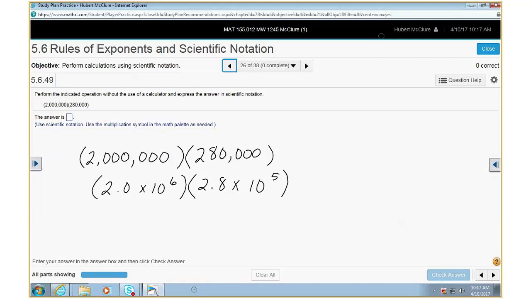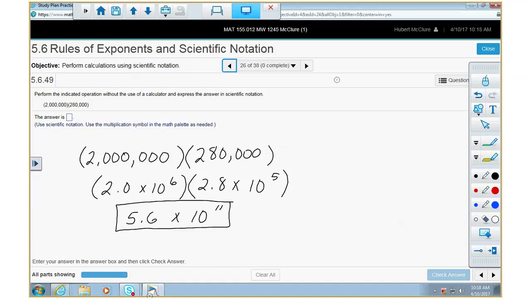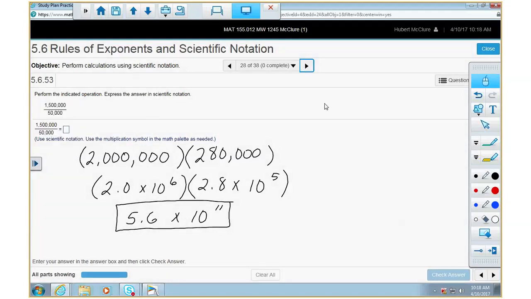(2.0 × 10⁶ × 2.8 × 10⁵). Now, what is 2.8 × 2? 5.6 × 10. And what's 6 + 5? Now, see, that one was not a problem because 5.6 is inside this notation. So that would be a type question. So right now, the three type questions that I would put on the test if I can find them in this freaking book is the conversion, one of each conversion, and then one of a multiplication or a division, which the next one will probably be division. There's a division right there. Try that one.